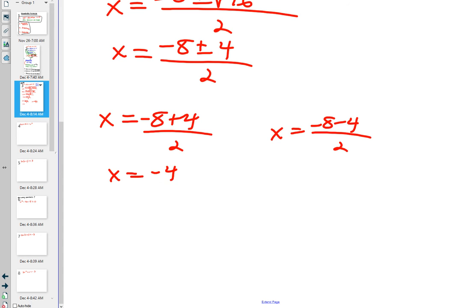X is equal to negative 4 over 2. X is equal to negative 2. X is equal to negative 12 over 2. X is equal to negative 6. Any questions there?